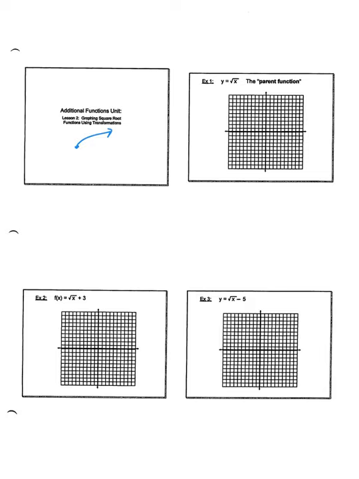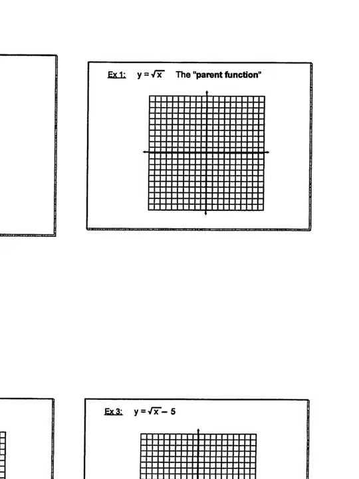We're going to work off of the same concept of there being a parent function, like a most basic version of the square root function. And what that looks like is this. You're basically going to start at the origin with a point. And you don't have to draw this table of values. I'm just showing you where these points come from.